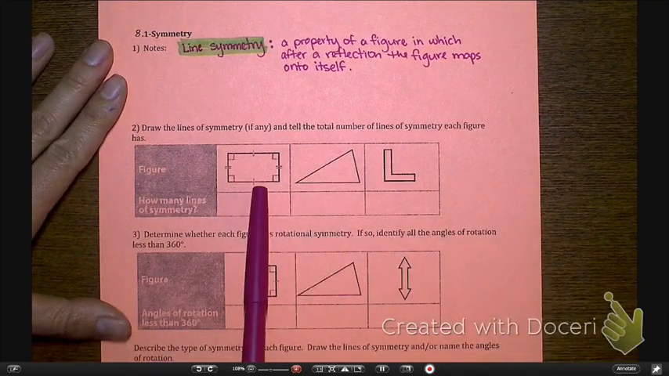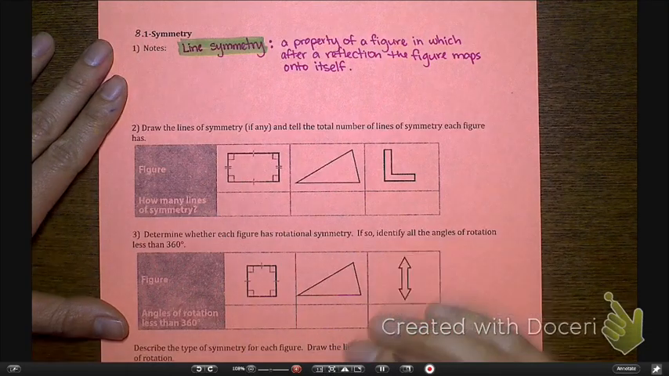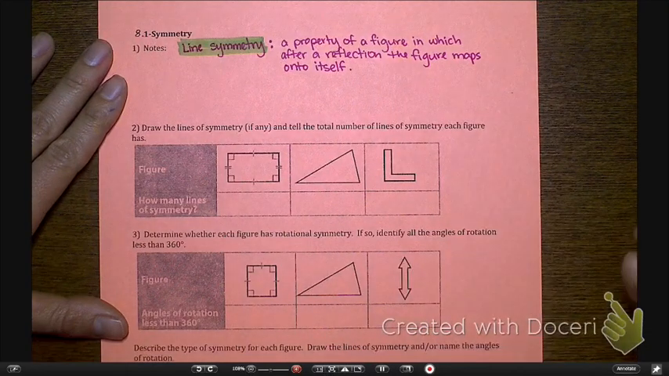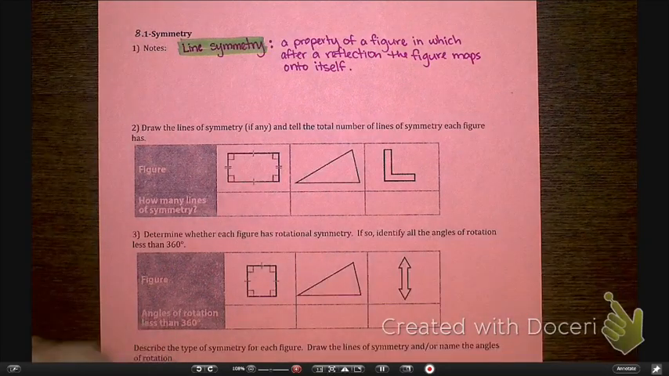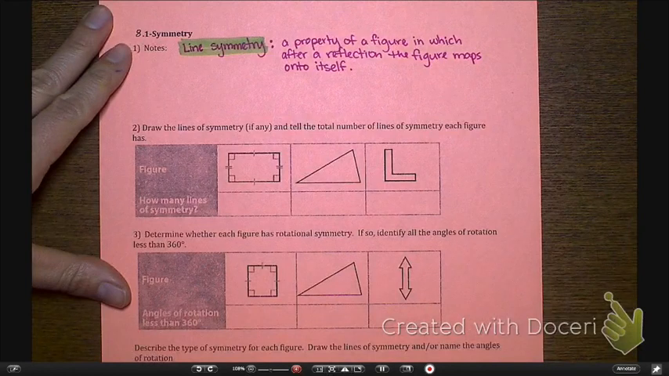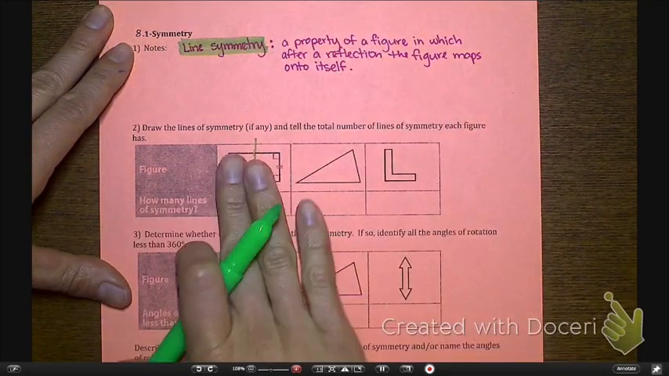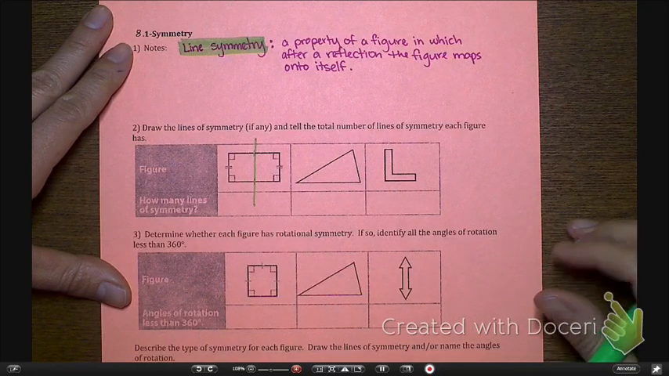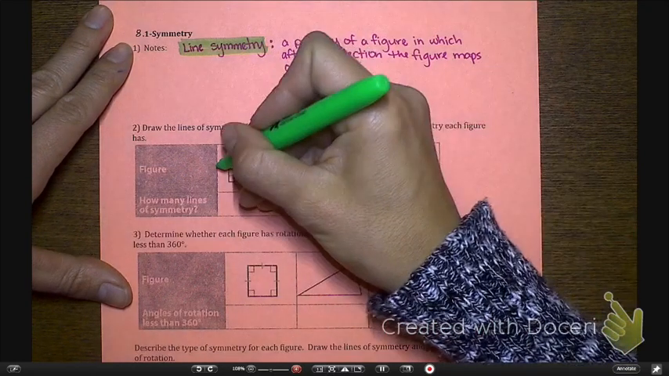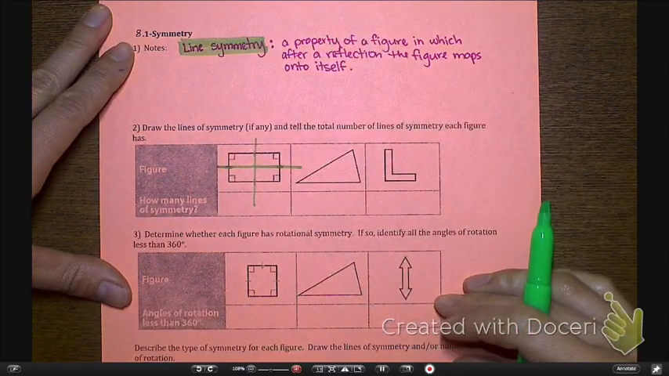Does this shape here, this rectangle, have any lines of symmetry? Is there a way that I could fold it and it would fold perfectly on top of itself? Yep. Where could I fold it? Up and down. So if I drew a line up and down, I can make a fold right there and this side would match up onto that side, right? So that's a line of symmetry. Draw that line onto your paper. Okay, is there another line of symmetry? Across, horizontally? Yep. Okay, so there's another line. Are there any other lines of symmetry?